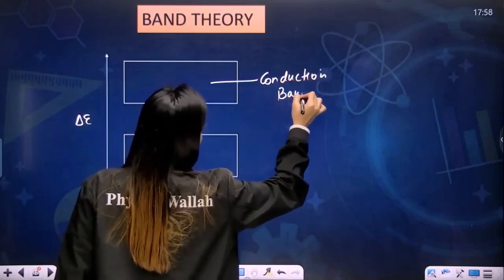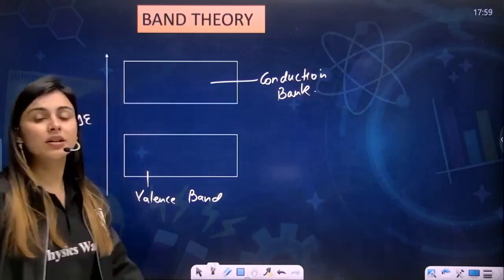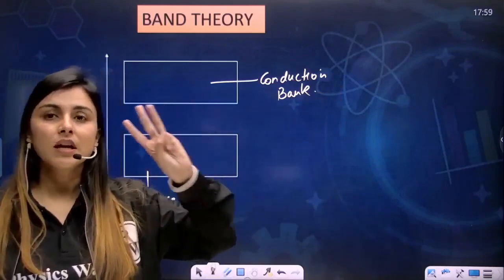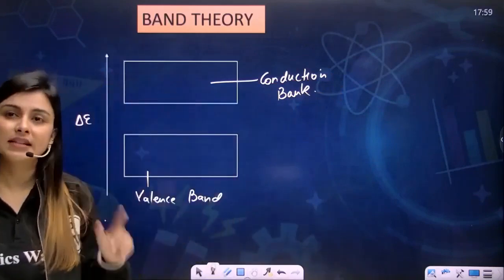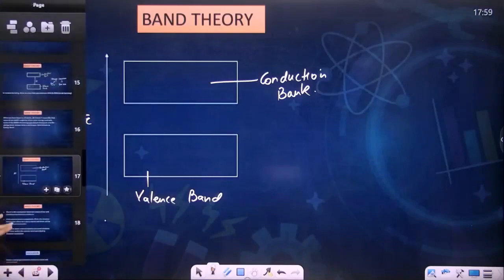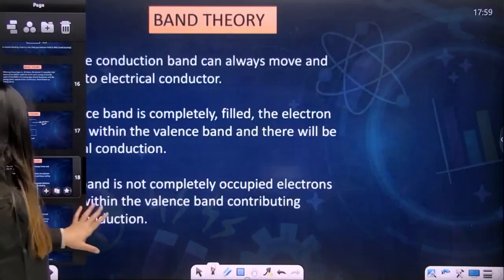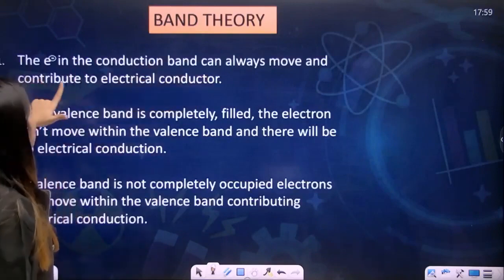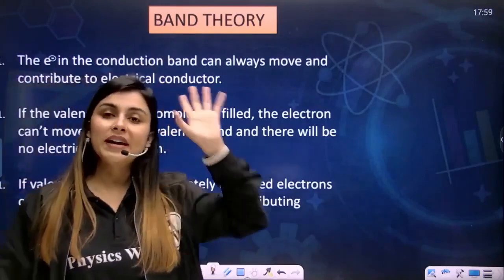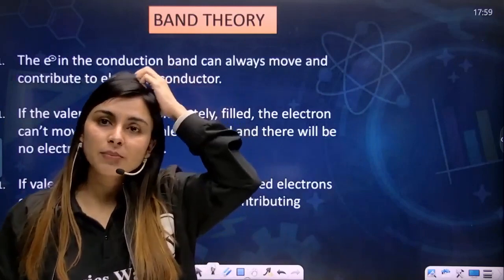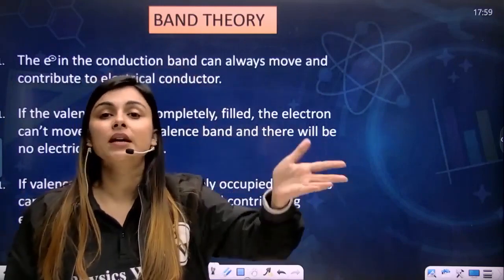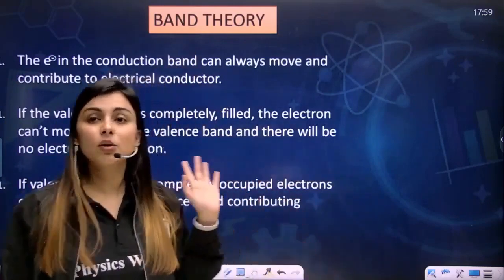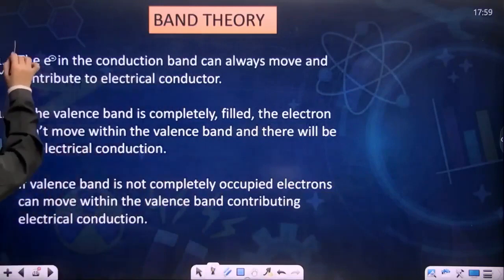We'll use this band theory for all three types of solids, that is conductors, insulators and semiconductors. When an electron in the conduction band can freely move, it can contribute to electrical conduction and it will be a good conductor. This is the first line that it says.